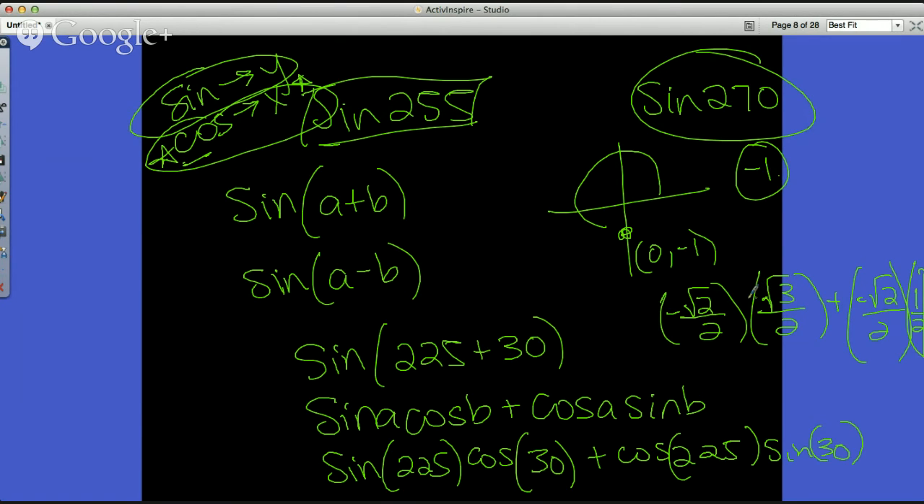A lot of people mess this one up. What do we get here? Yeah, negative root 6, right? A lot of people say 6 because they see 2 square roots. It's actually negative square root of 6 over 4 plus what would be the top here?